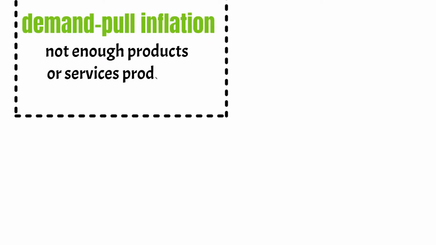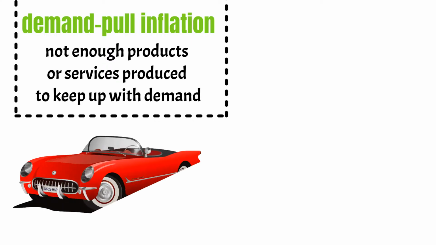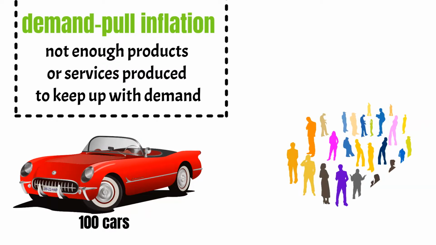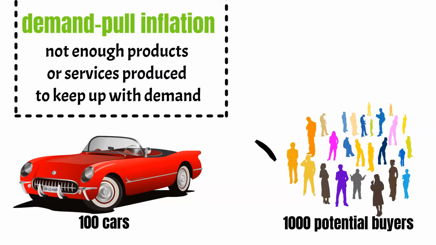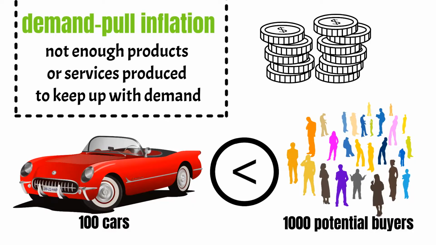Demand pull inflation occurs when there are not enough products or services being produced to keep up with demand, causing their prices to increase. For example, suppose there are only 100 cars in the whole world, but there are 1,000 people who want to buy that car. The demand for cars is much higher than the supply. This causes the supplier to drastically increase the price until there are only 100 people willing to buy that car.